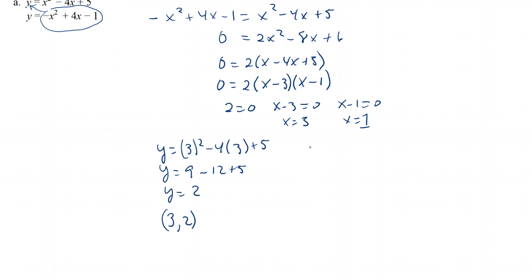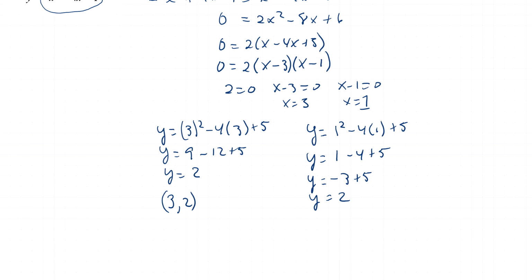And then we solve y equals 1 squared minus 4 times 1 plus 5. So then y equals 1 minus 4 plus 5. 1 minus 4 is negative 3, plus 5, which is y equals 2. So when x is 1, y is 2.